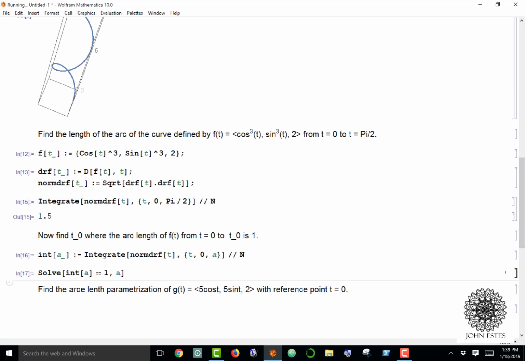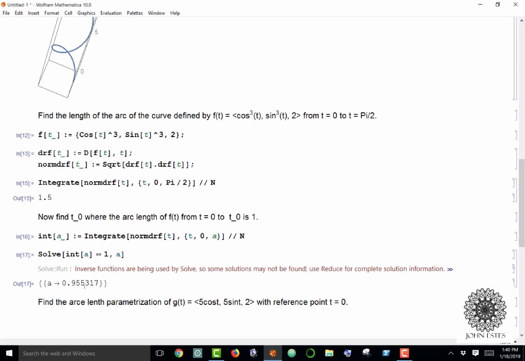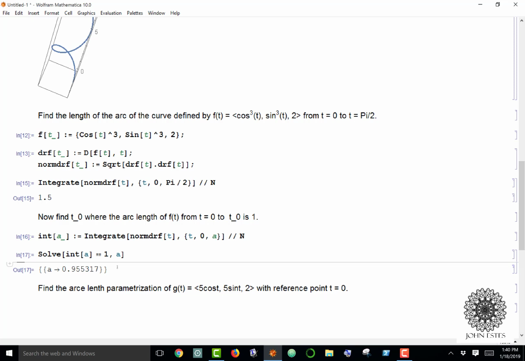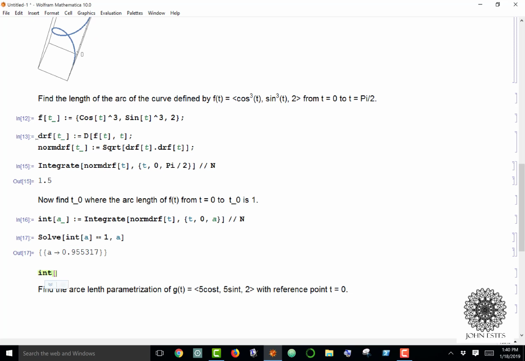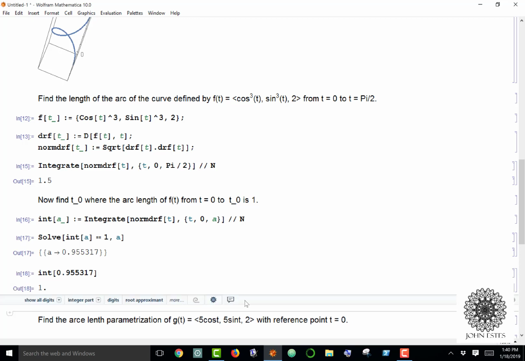Let's see, Mathematica is thinking. I get the value. A is 0.955317. Alright, and I got some sort of warning that said I had to use some inverse functions in the solve. Yeah, but we're okay here. Alright, so that's my value of A. So if I say int of 0.955317, I should get pretty close to 1. There it is.